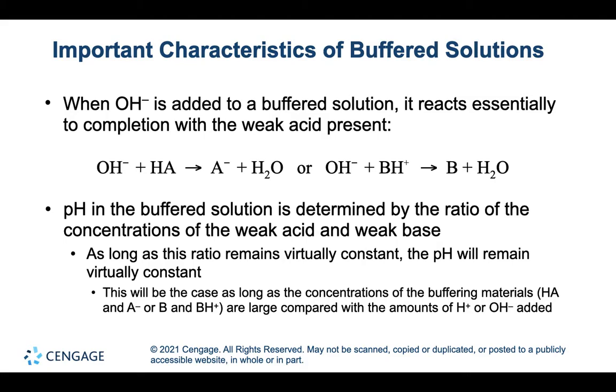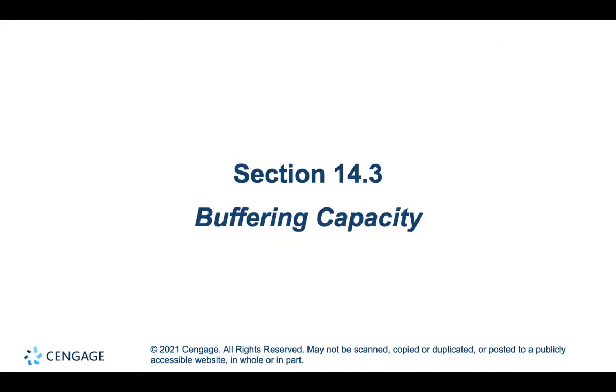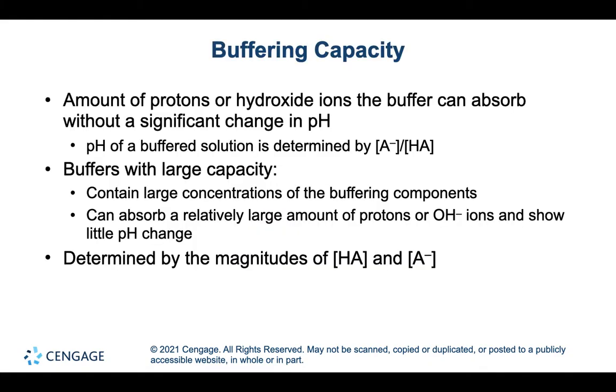So if you keep your concentration of buffering materials, HA and A minus or B and BH plus, large compared to the amount of H plus and OH minus you add, then you're going to keep the pH close to pKa. So that would be what we call buffering capacity. How many protons, H plus, or hydroxide ions can your buffer absorb without any significant change in its pH?